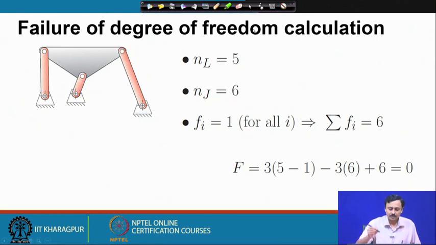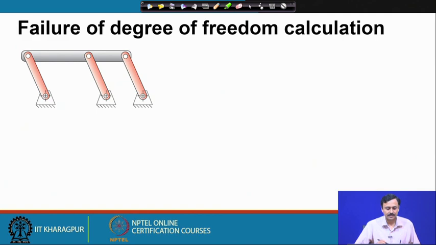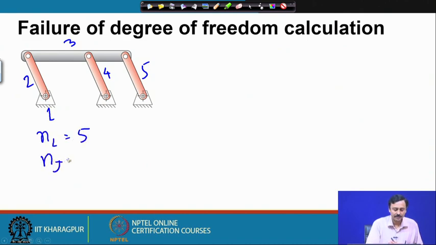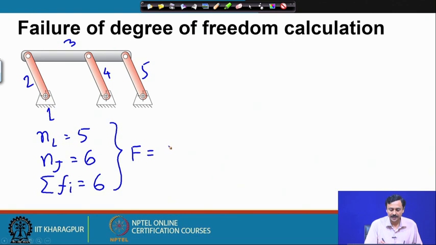But what about this? Here also you will find that this degree of freedom calculation remains the same. So, number of links is 5, number of joints is 6, and summation of degree of freedom is also 6. So, if you calculate, that calculation remains the same, it turns out to be 0.